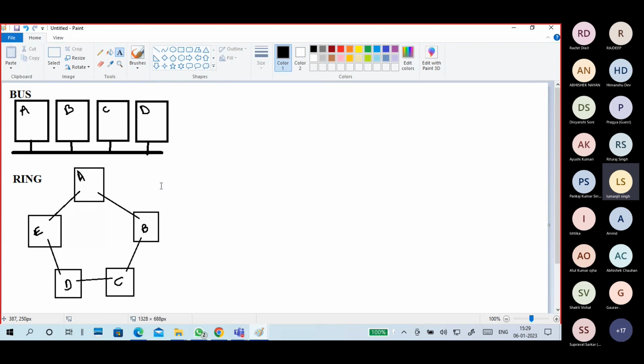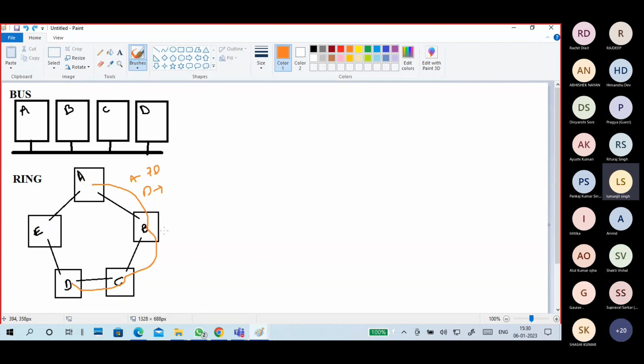Of course, this is also easy to connect, but a little difficult to configure. We have to go to each and every device and tell how they should communicate. For example, from A to D: packets are sent to B, B to C, and C to D. Now if D wants to communicate to A, D to E, E to A. So it will communicate either clockwise or anti-clockwise, depending upon the configuration.